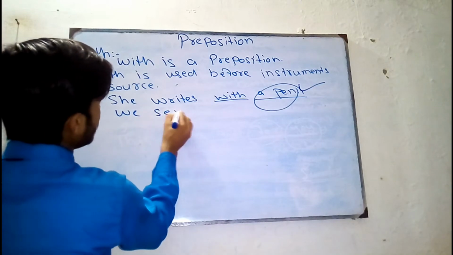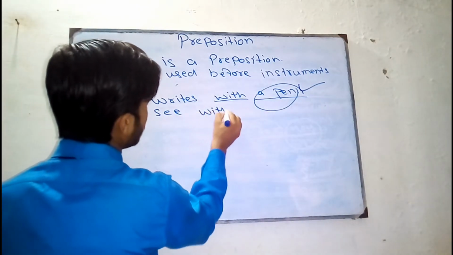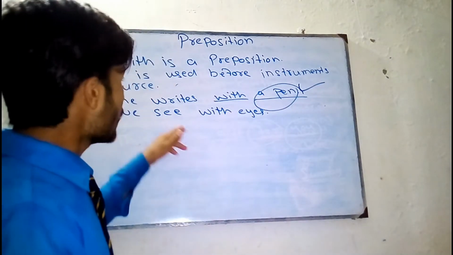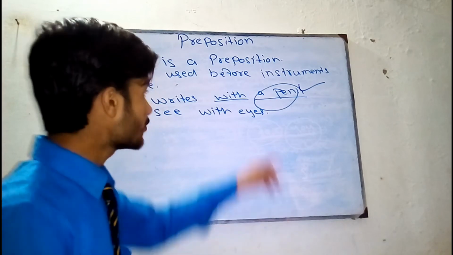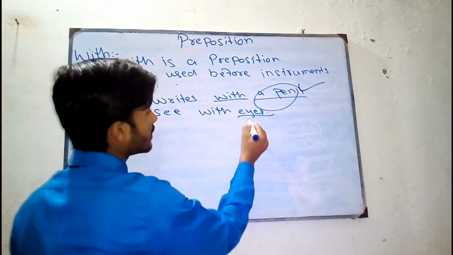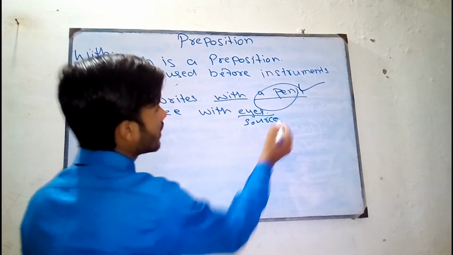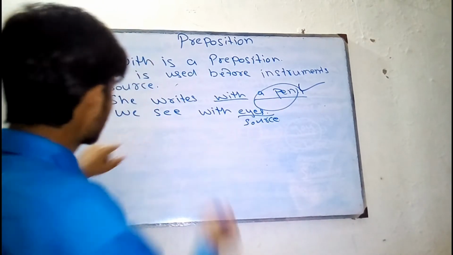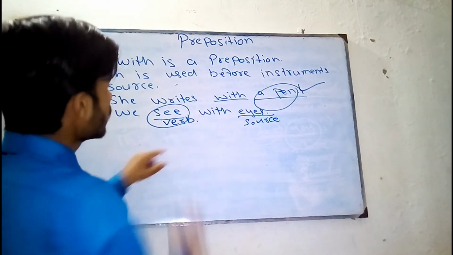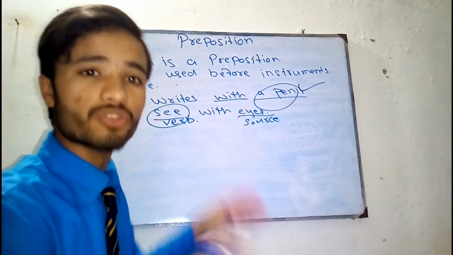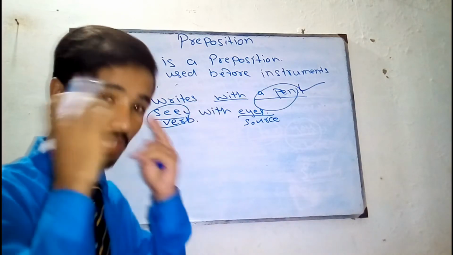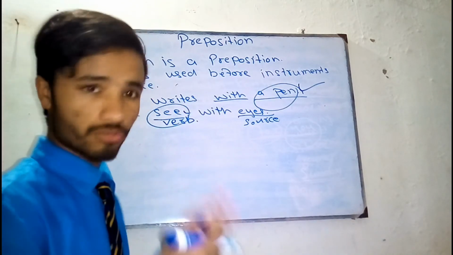We see with eyes. Now what does this example mean? This example means that eyes are sources for seeing. Eyes are source for seeing. For what? For seeing. This is a verb with us, right? So eyes are source or installment with us for seeing. We see with eyes, right? So this is installment or source for us.